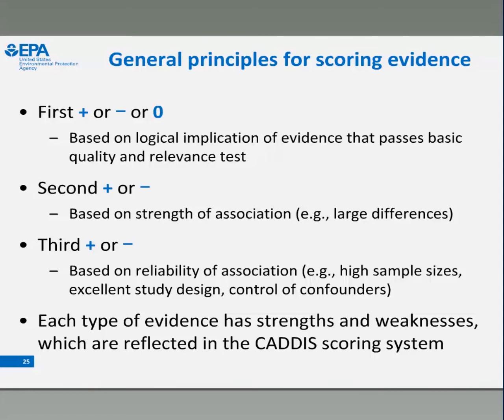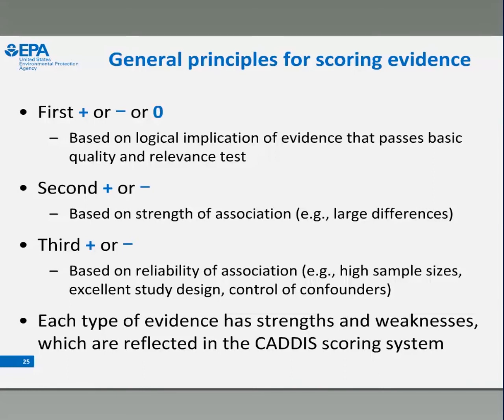The first plus or minus, or a 0 if it's very ambiguous, is given based on the logical implication of the evidence you have that passes basic standards of quality and relevance. Data may be limited or of limited relevance or quality, but the first plus or minus indicates that the evidence points in a direction that supports or weakens the case for a candidate cause. The second plus or minus is assigned based on the strength of the association. So, for example, if large differences are observed, the evidence may end up scoring 2 pluses or 2 minuses for certain types of evidence. And then finally, the third plus or minus is based on reliability of the association. So, for example, if sample sizes are high or if there's a strong study design, evidence may end up scoring 3 pluses or 3 minuses for certain types of evidence.